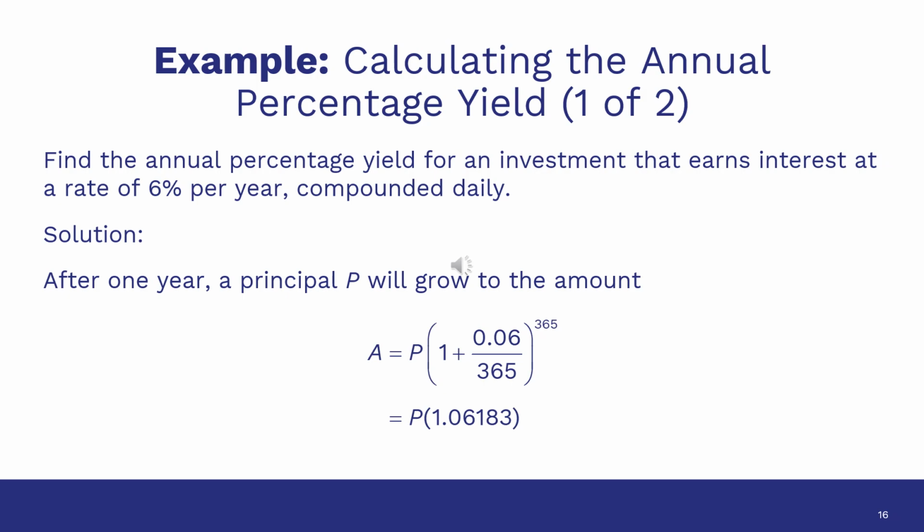Here, R is 0.06, N is 365, and T equals 1 year. Substituting those values gives us A equals P times 1 plus 0.06 over 365 to the power of 365. When we calculate that, it simplifies to approximately P times 1.06183. That means after 1 year, the investment grows by about 6.183%, slightly more than the stated 6% rate because of the effect of daily compounding.